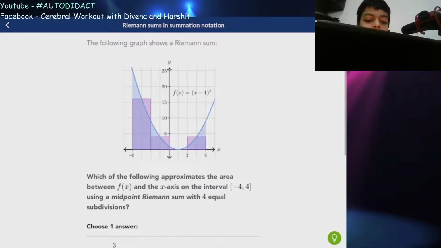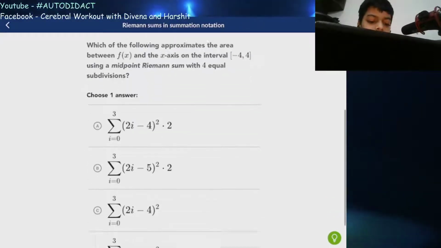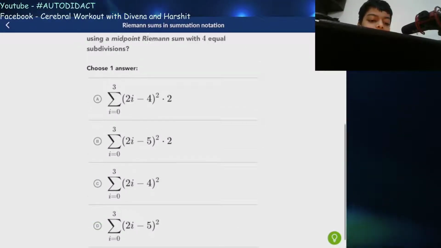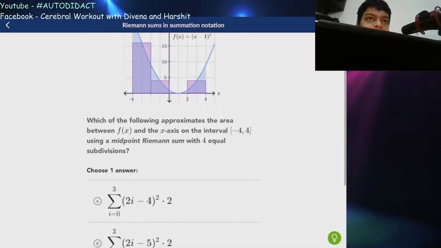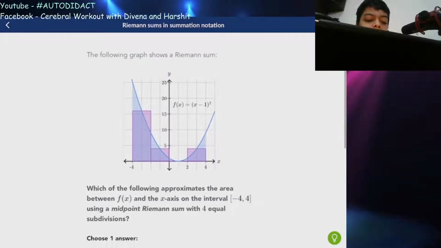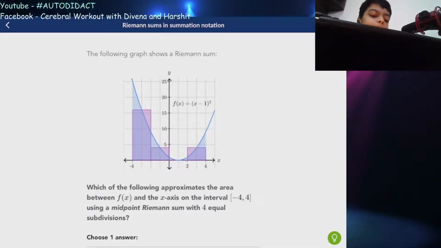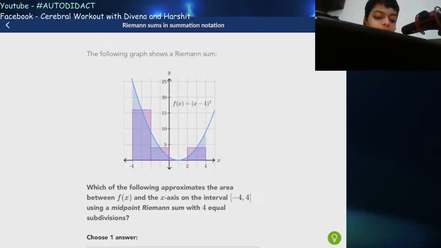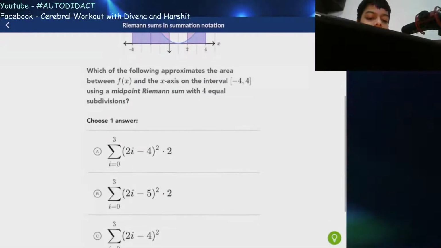4 equal subdivisions means an equal subdivision width of 2. So this one is wrong, this one is wrong, this one is wrong, and we can rule this one out, C and D. Let's think about A and B. Let's talk about both of these because they both look correct.